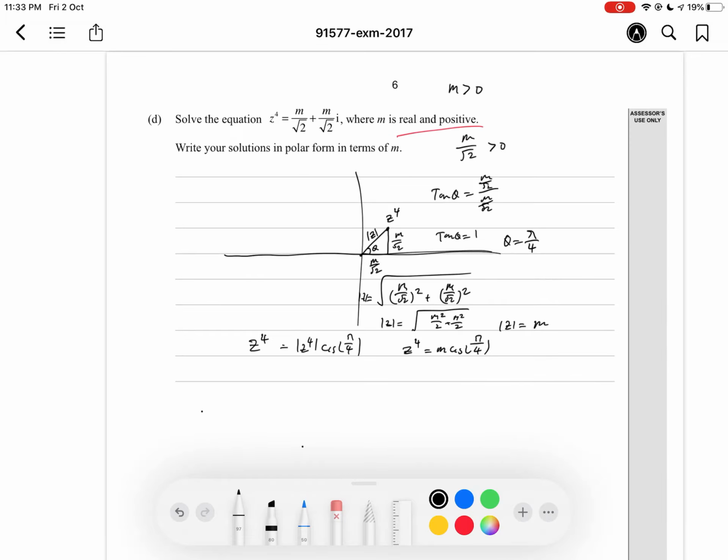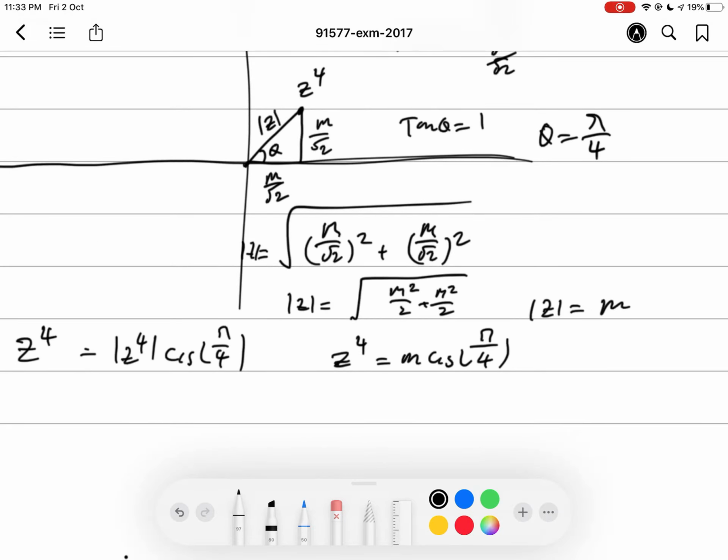Alright, so now we're going to be finding our solutions to this equation. And first of all, we're going to take the fourth root of both sides. So therefore, z to the power 4 equals m cis of pi over 4. So therefore, z equals the fourth root of m, cis of, and the angle gets divided by 4. So pi over 4 divided by 4 is pi over 16.